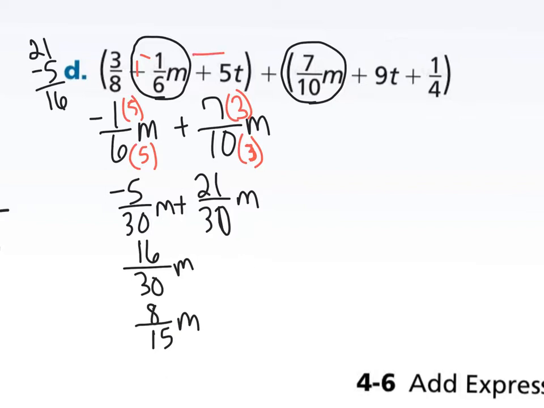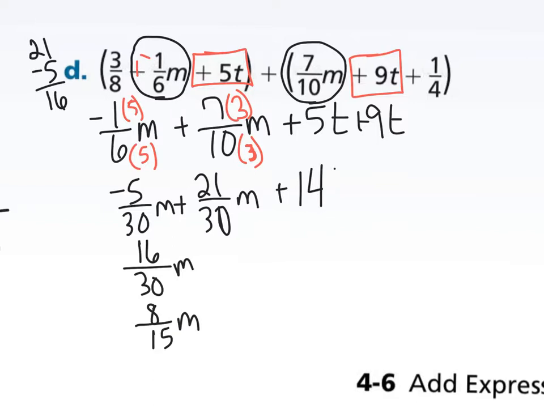When we look at our other variable, we've got T's, and that's pretty straightforward there. We've got 5T plus 9T. Again, if it helps you to actually rewrite them next to each other, you can. If we just add those together, it's going to be 14T. I'm just going to carry that down here on my work.